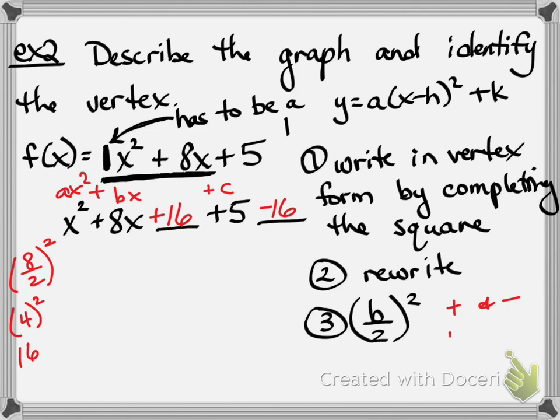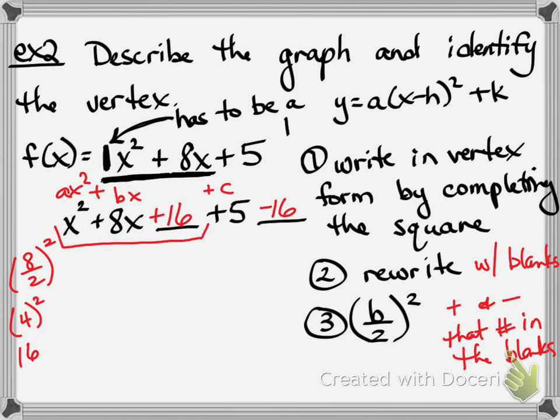Add and subtract that number in the blanks. And we rewrite it with blanks. Okay, get our little steps right. So what happens when we add 16 and we subtract 16? Well, we didn't change it at all. That's equal to 0. But it helps us because we have created a perfect square trinomial. And this is going to factor beautifully every time.